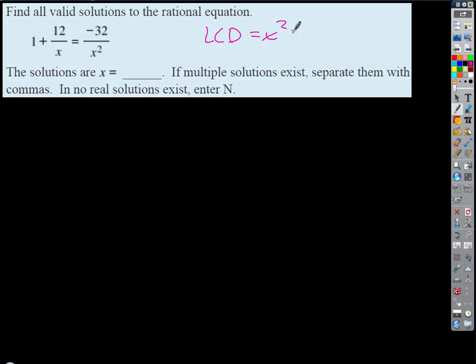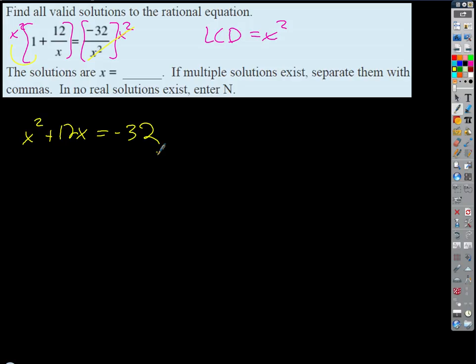So I'm just going to multiply x squared through both sides, right? To clear the fractions. That's what we do, right? So if I multiply that through, if I distribute it, what am I going to get? When I distribute the x squared to the 1, I just get x squared. When I distribute the x squared to the 12, I get 12x squared over x. Well, what's x squared over x? 12x. X, good. So plus 12x, and then over here they just cancel, right? So I just get negative 32.